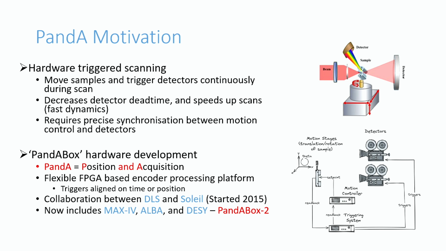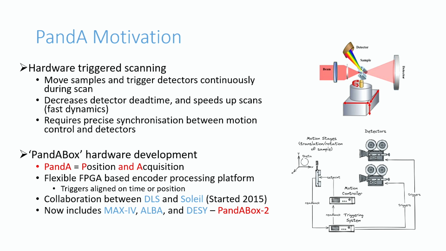In my kind of naive way of explaining it, we have a sample on the beamline, and instead of just move and acquire data, we want to continually keep the sample in continuous motion in all degrees of freedom and continuously trigger detectors. This obviously enables us to speed up scans quite a bit, reducing dead time, and several of the experiments, especially biological ones where there's fast dynamics going on, really require the scan to be done as quickly as possible without exposing the sample to too much radiation.